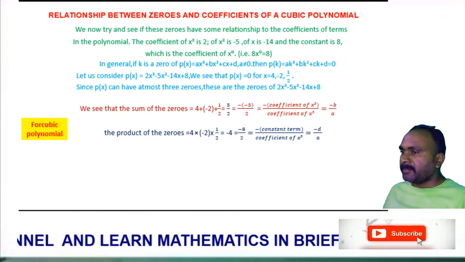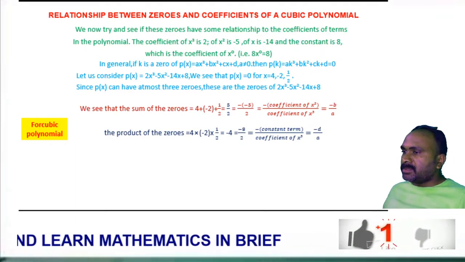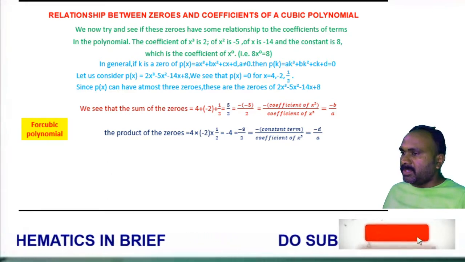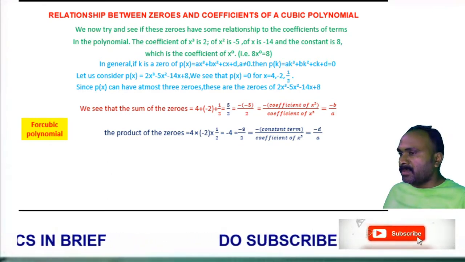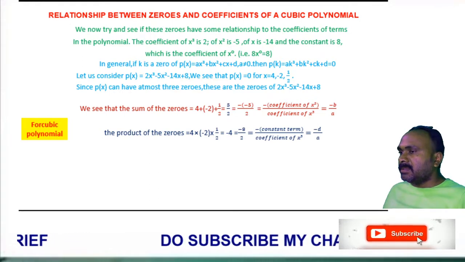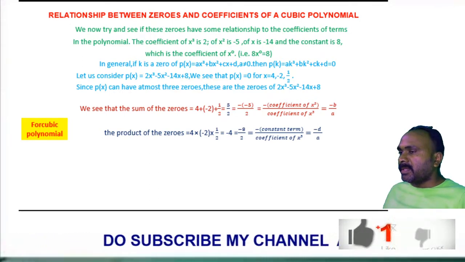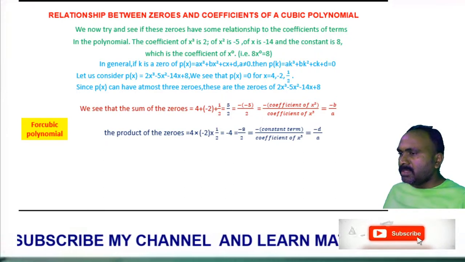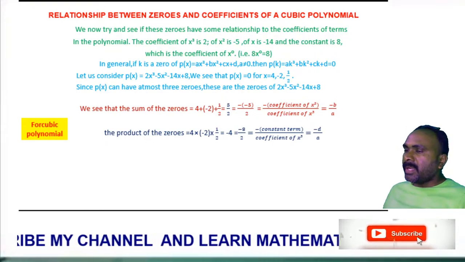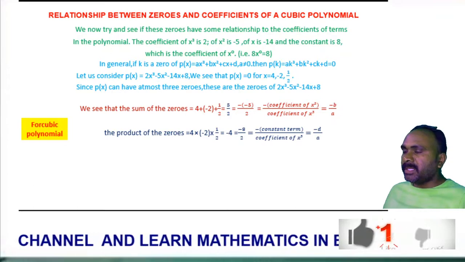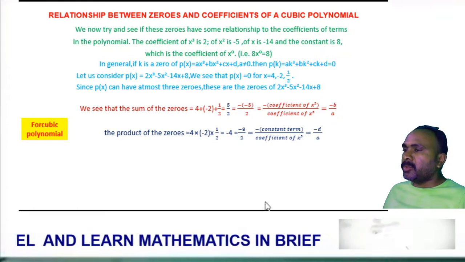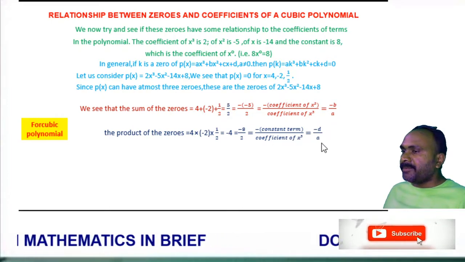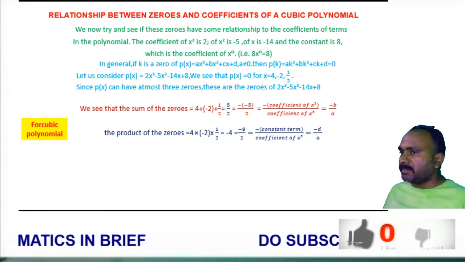The product of zeros, 4 into minus 2 into 1 by 2, we get minus 4. So here minus 4 is written as minus 8 by 2. So it is minus constant term by coefficient of x cube. Here the constant term is d and the coefficient of x cube is a.